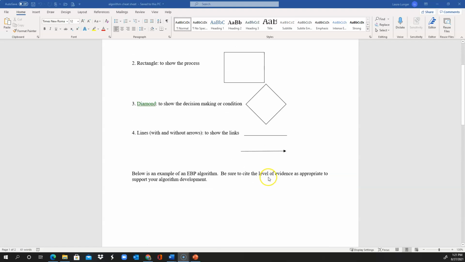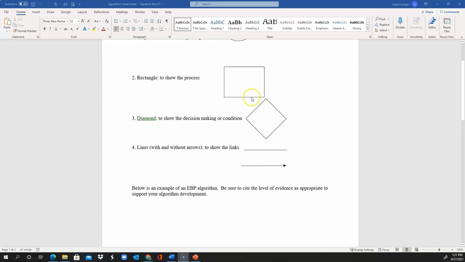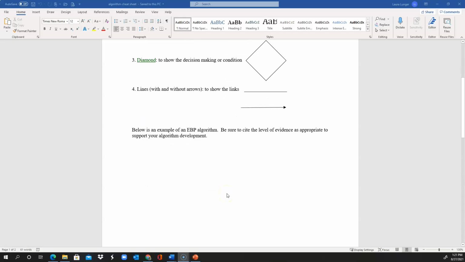Okay. The lines with and without arrows show the links. So if you have something that's connecting one shape to another shape, you're going to want to use a line or an arrow. I prefer the arrows, but that's just me personally. But that's completely up to you and your preference.